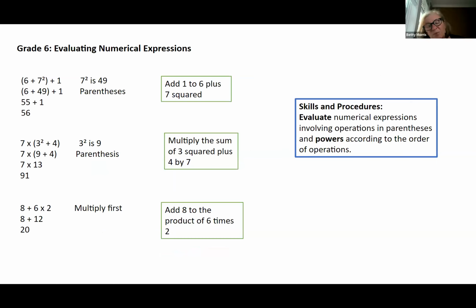And again, just some quick examples. So we have the brackets, because they're going to get both the brackets and the powers. So they'll do the 7 squared first, which is 49. Then you can see the steps. At the beginning, they're going to add 1 to 6 plus 7 squared, and I put that there because I need to understand what that expression means or what it's saying. And then I'll go back. So then they're going to figure out that 7 squared is 49, add those, and then come up with a value of 56.